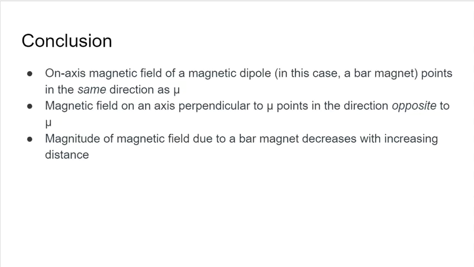And so, in conclusion, the on-axis magnetic field of a magnetic dipole, in this case a bar magnet, points in the same direction as mu, and the magnetic field on an axis perpendicular to mu points in the direction opposite to mu. And finally, the magnitude of the magnetic field due to a bar magnet decreases with increasing distance.